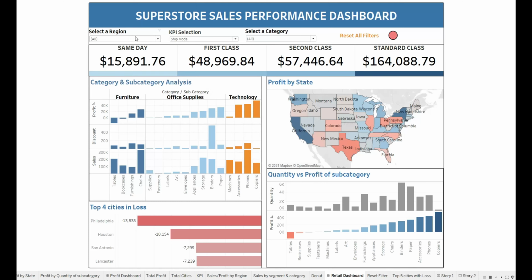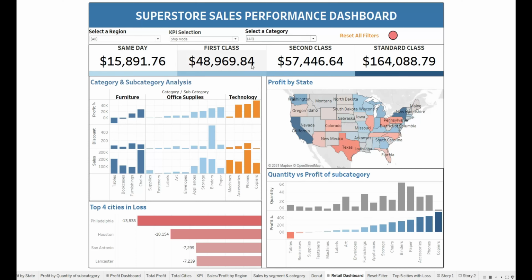At the top are the filters that I have created for region, KPI selection, and category that can be used to target and deep dive into the weak areas. I have taken all the four regions, that is Central, East, South, and West. KPI selection are segment and ship mode, and I have considered all the three categories, which are furniture, office supplies, and technology. Now let me show you the first panel.